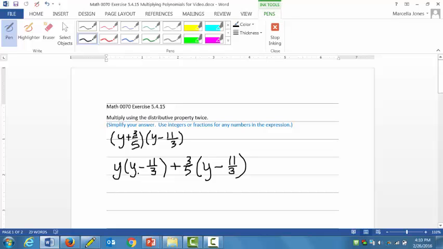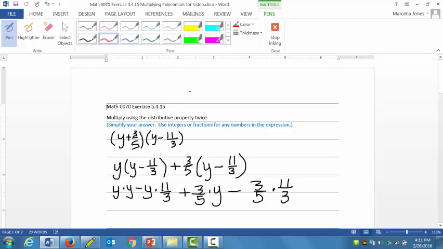So when we apply this distributive property the first time, we get y times y minus y times 11 over 3. Notice how I put the minus sign in front, but there's only one minus sign, and it doesn't matter if that's in front of the y or in front of the 11/3. Plus 3/5 times y minus 3/5 times 11 over 3.